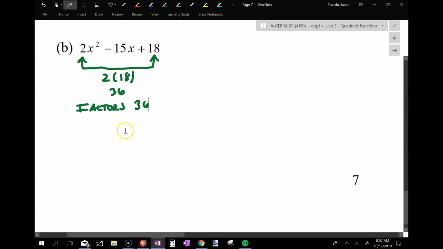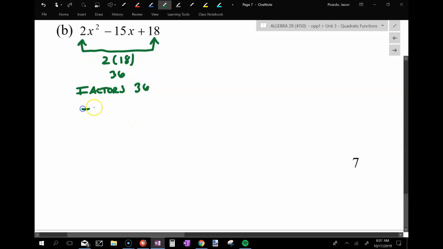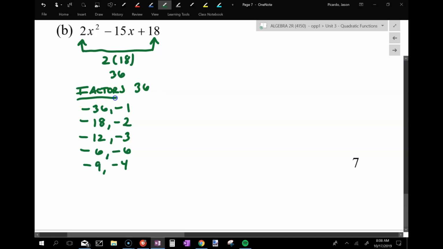Okay, give me all the factors of 36. Negative 36 and negative 1. Give me another one. Negative 18 and negative 2. Give me another one. Negative 12 and negative 3. How about negative 6 and negative 6? How about negative 9 and negative 4? Any that I'm missing? No good, right? Okay. So those are all the factors. We agree with that?